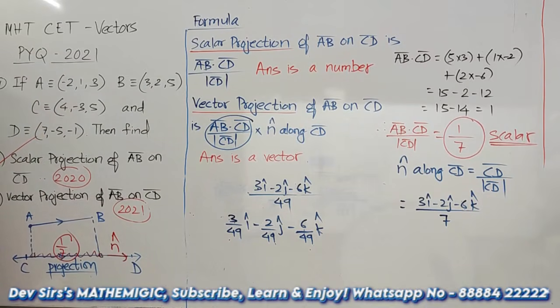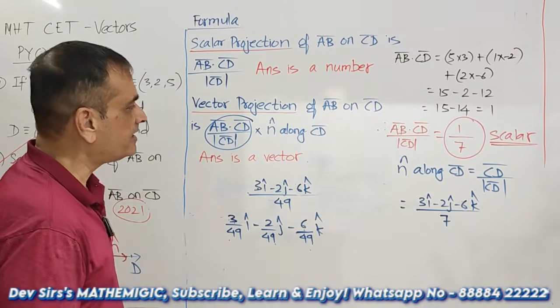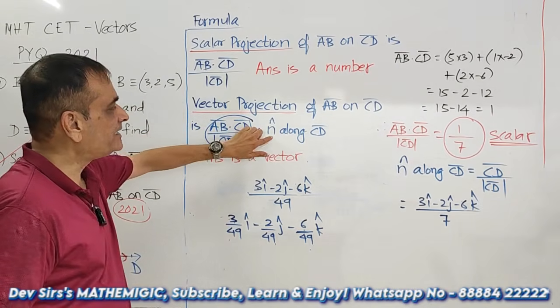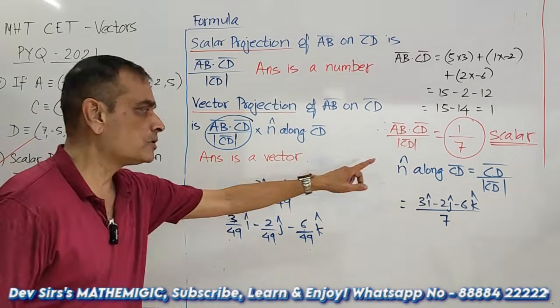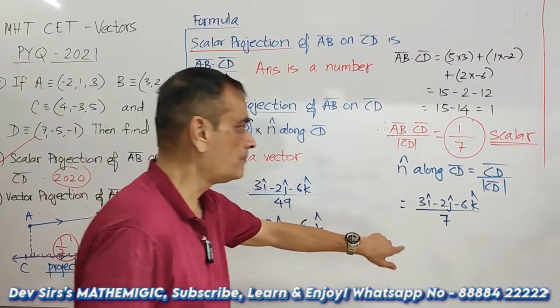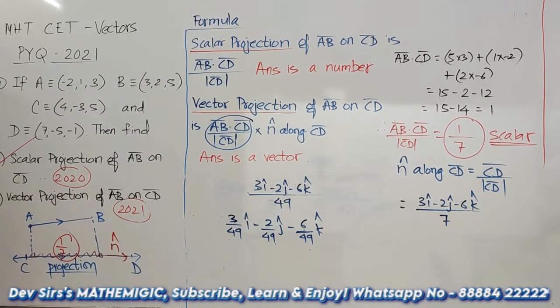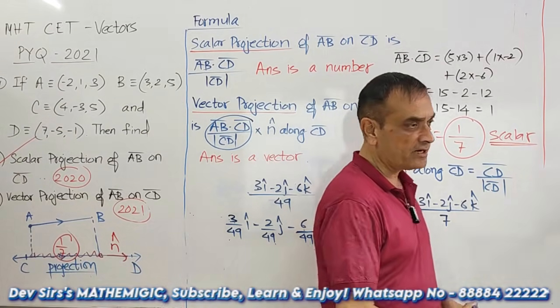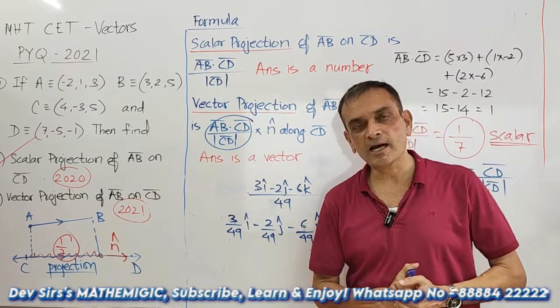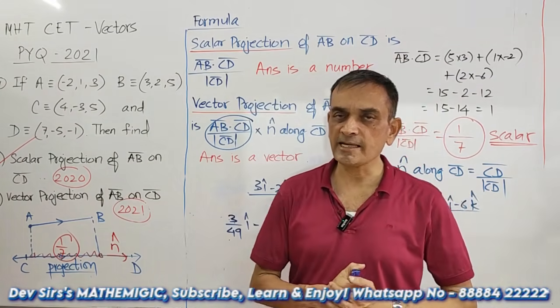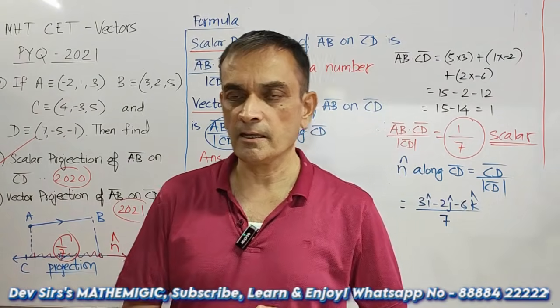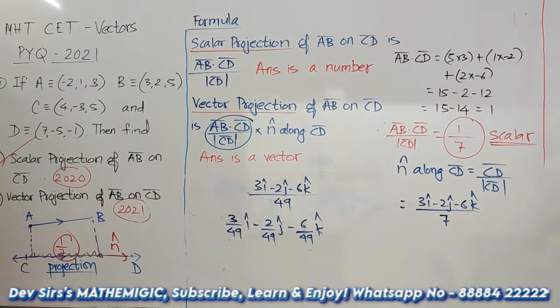So first always find the scalar projection, then multiply that by the unit vector along CD. So 1/7 into this part. Followed? So these were the basic things about scalar projection and vector projection. Both were asked in 2 different exams. Right? Let us go to the next sum now. Let us see what the next sum is. Write all this down.